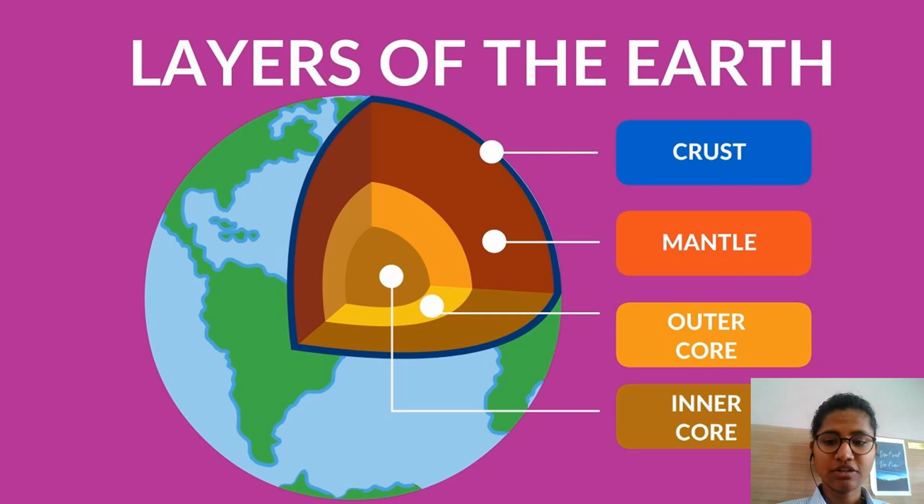Now, what are the layers of the Earth? The uppermost layer of the Earth is the crust. After that the mantle comes, then the outer core and the inner core. The inner core has a very high temperature.